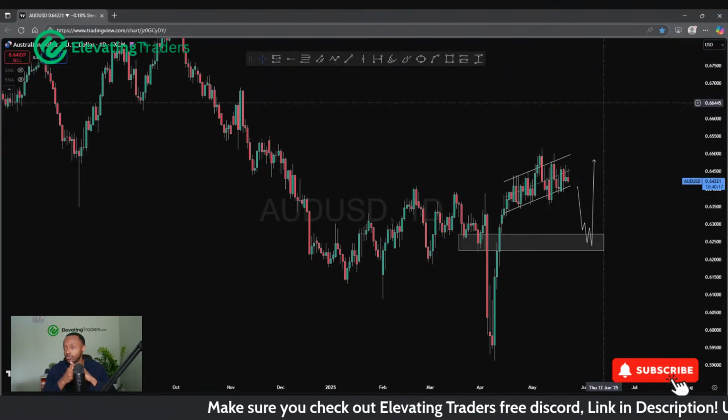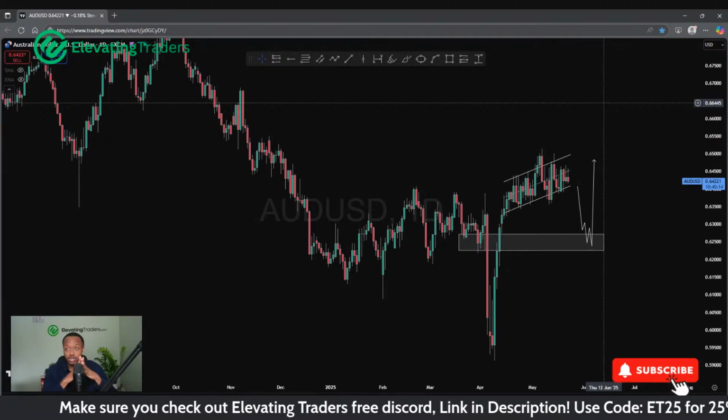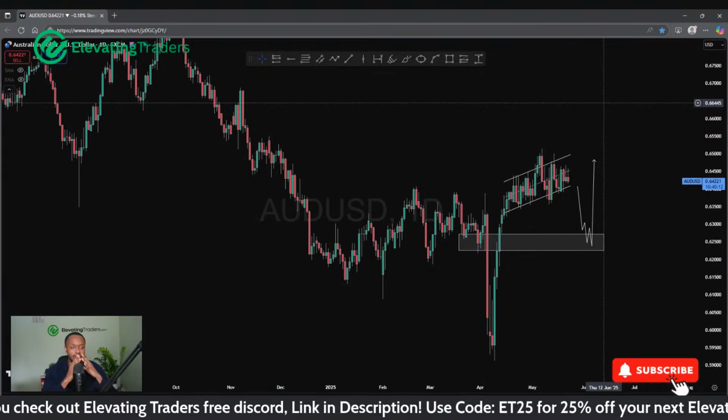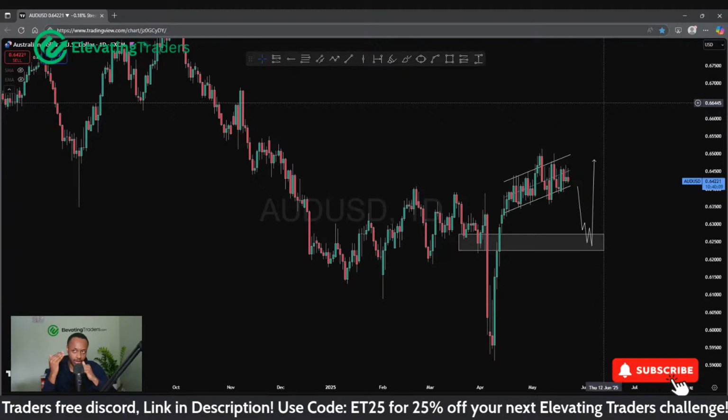But yeah, in terms of where my head's at, in terms of where I'm looking to trade, well, I am still going to keep an eye on the yen pairs, because I still think there's a lot of upside there.